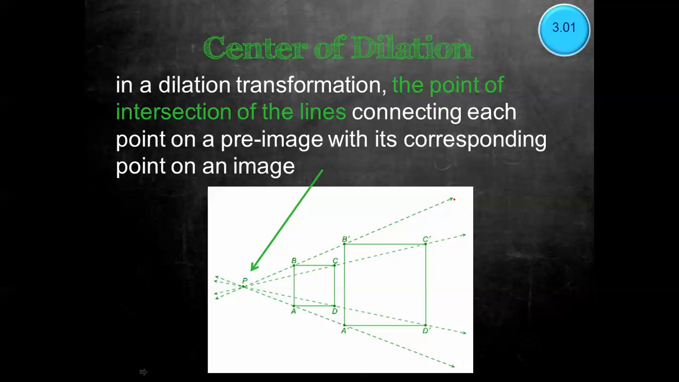The center of dilation is when you have two figures that have been dilated: the point of intersection of the lines connecting each point on the pre-image with its corresponding point on the image. So for example, here our pre-image is A, B, C, D, and our dilated image is A', B', C', D' right here. If we connect all of these lines, we connect B with a ruler, and connect C, D, and A, we notice they all converge here at point P. So we would call that the center of dilation.